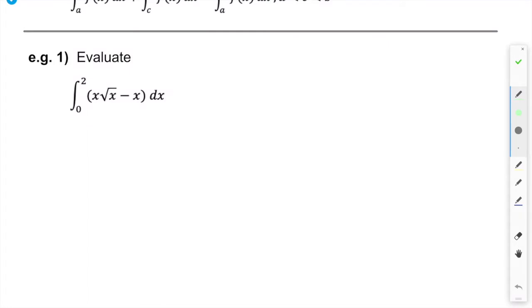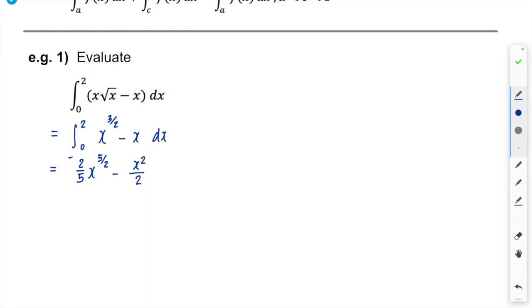Let's start looking at example 1. Evaluate. So here, I noticed that maybe it's easier for me to rewrite the first term in this function as x to the power of 1 plus 1/2, which is 3/2, minus x dx. I will find the antiderivative first. So x to the power of 3 over 2 plus 2 over 2, which is 5 over 2, divided by that, minus x squared over 2.